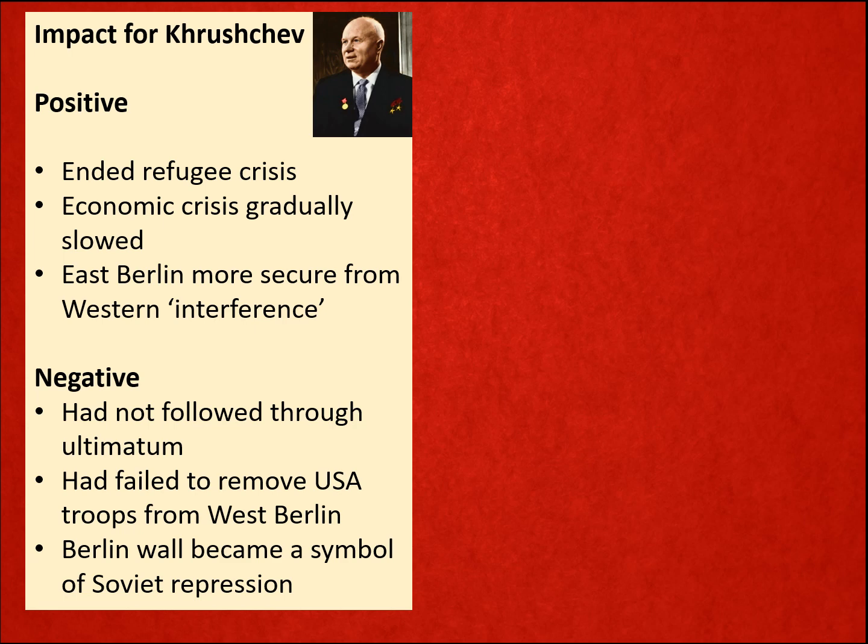So let's look at how both leaders came out of this. For Khrushchev, there were some positives here. People had stopped leaving, so the refugee crisis came to an end. The economic recovery of East Germany started to gradually take place as fewer people were leaving. And certainly East Berlin could now be claimed to be free of Western interference. However, politically, he had not followed through on his ultimatum, and inside the Soviet Union, at the top level of the Communist Party, this was seen as a sign of weakness. He had failed to remove American troops from West Berlin, so the military presence was still there. And in the long term, the Berlin Wall became a symbol of Soviet repression, and one that the West could use as propaganda against the Soviets. It became a permanent reminder of the better living standards and freedoms of the West.